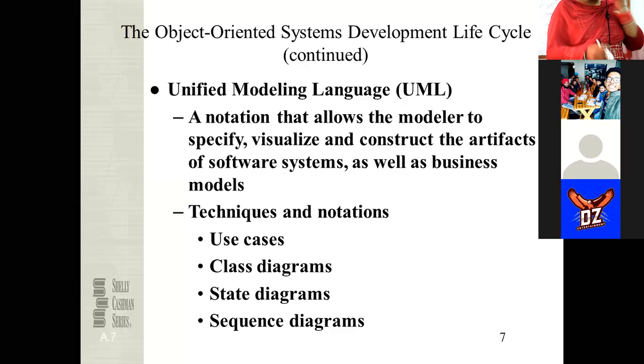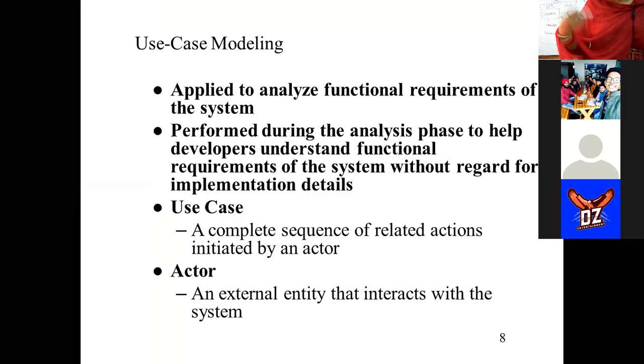Techniques and notations. The various techniques and notations, or diagrams, used in UML are use cases, class diagram, state diagram, sequence diagram. Use case modeling is applied to analyze functional requirements of the system. It is performed during the analysis phase to help developers understand the functional requirements of the system without regard for implementation details. So what basically is a use case, why is it called a use case, and what are the various components of a use case.